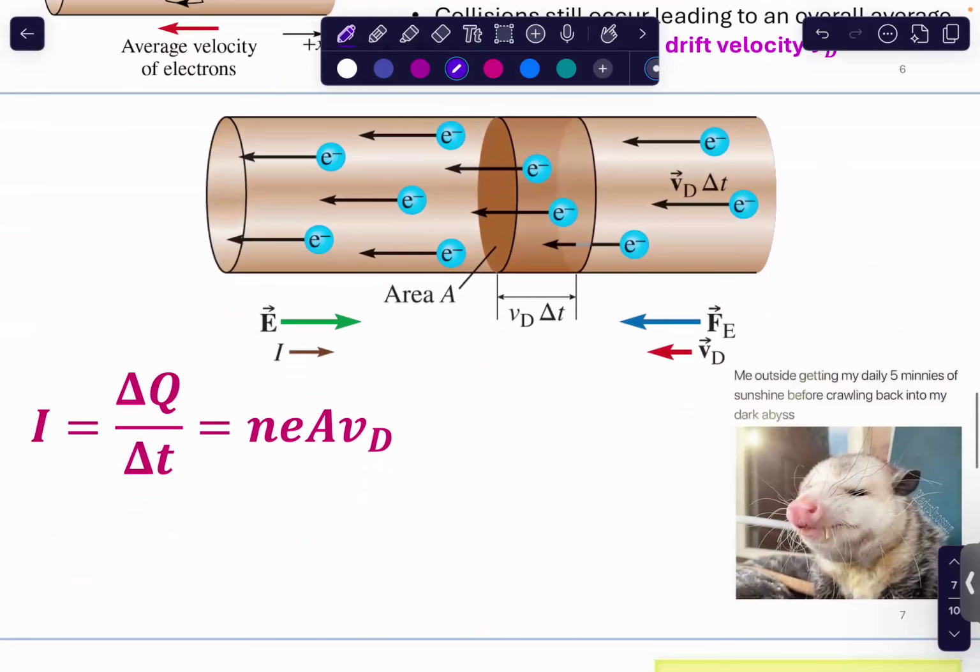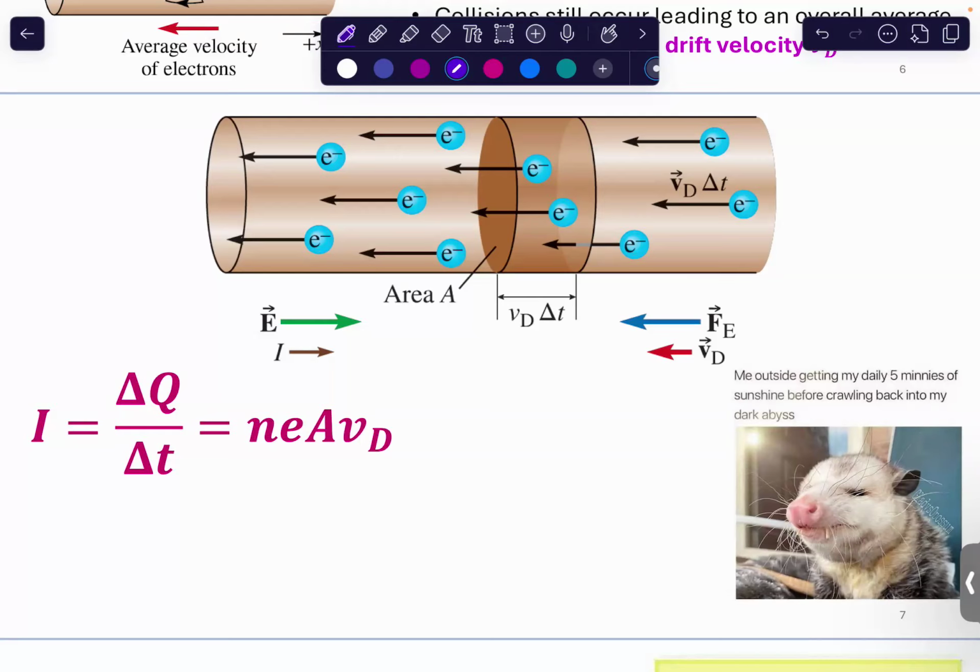All right, so let's start thinking about how we can relate current to this new model. So an electric field is applied, a delta V is applied, current and electric field go in the same direction. The electric force on the electrons is pushing them in the opposite direction, and that's the direction of your drift velocity.